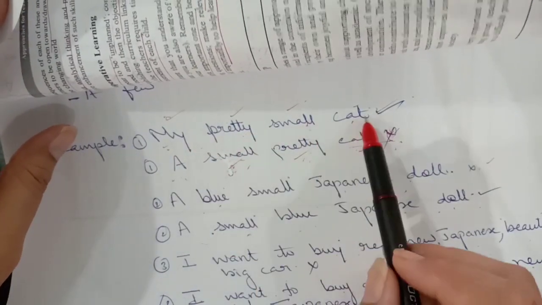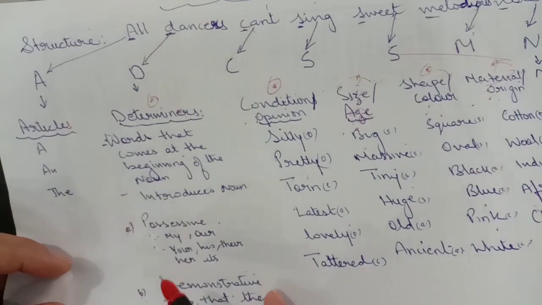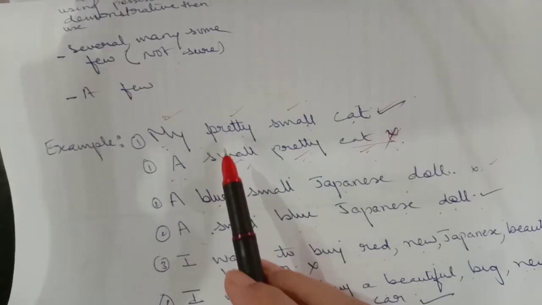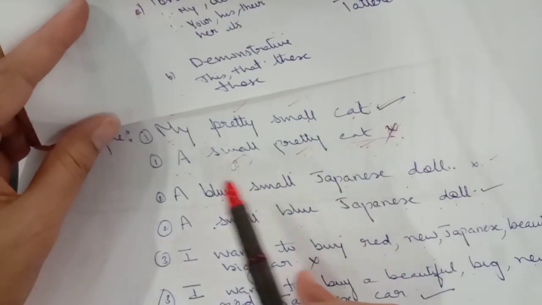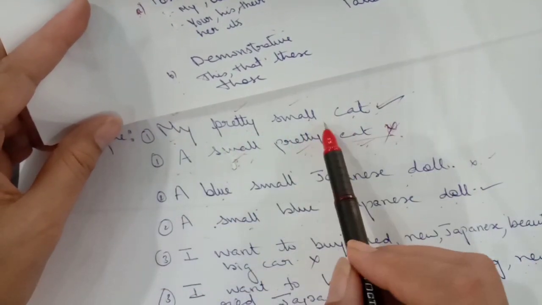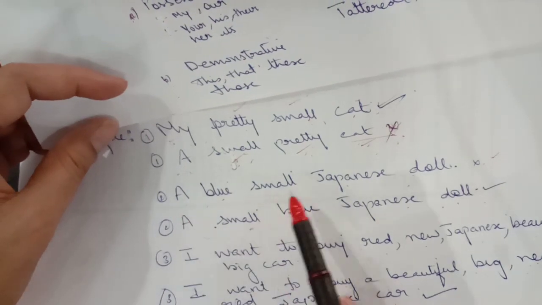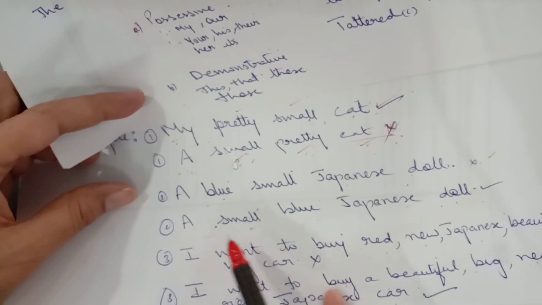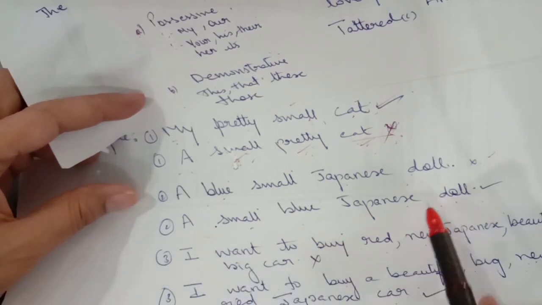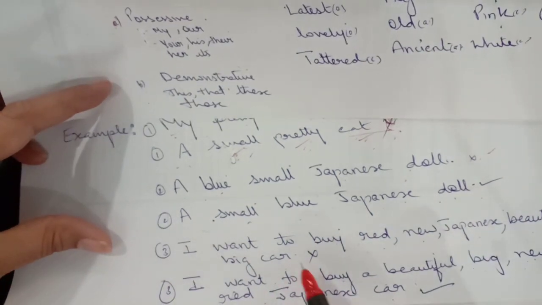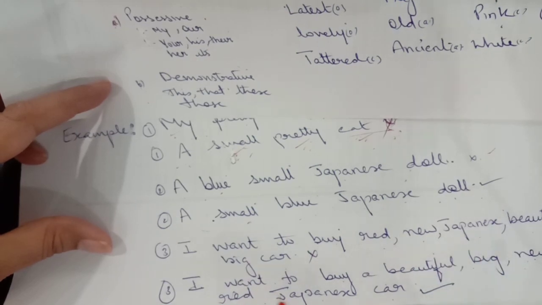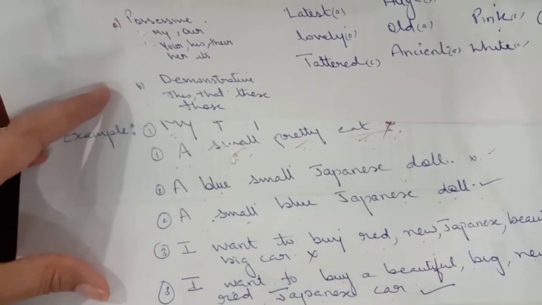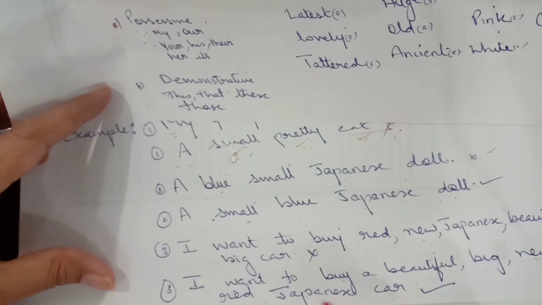This one is correct. My pretty small cat. You just tally it. My, you have used the possessive determiner. Then you have used pretty, that is your opinion. And then noun. So three you have used. 1, 2, 3. Correct. A blue small Japanese doll. Again the sequence is wrong. The correct sequence is a small blue Japanese doll. See the third one. I want to buy red new Japanese beautiful big car. Sequence is wrong. So the correct sequence will be I want to buy a beautiful big new red Japanese car.